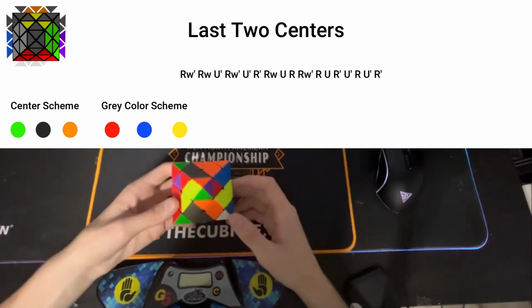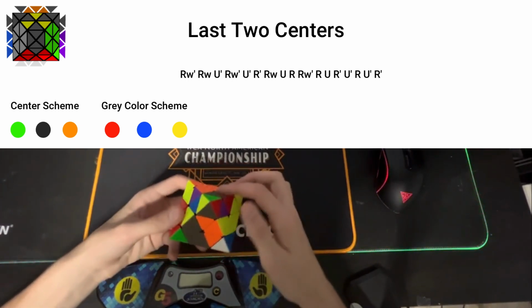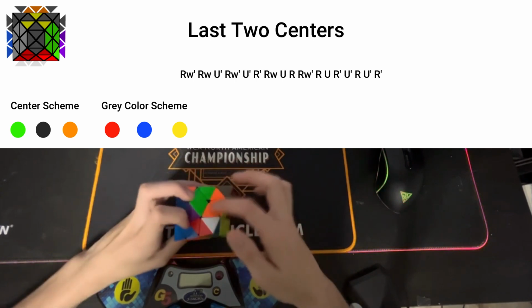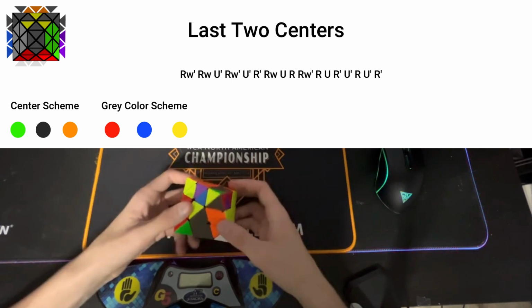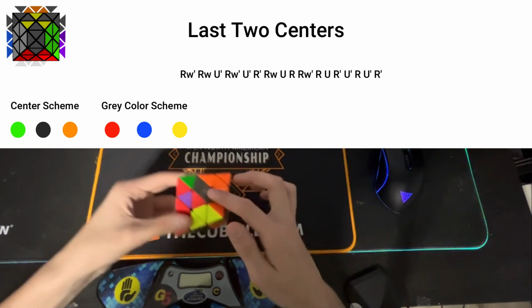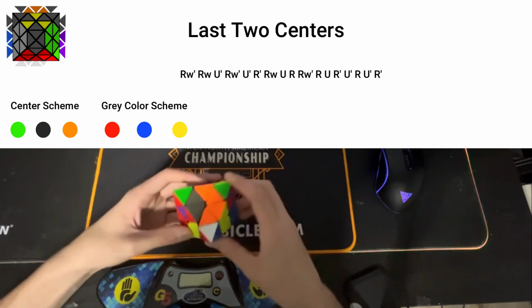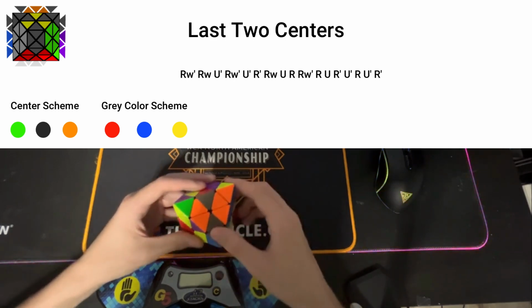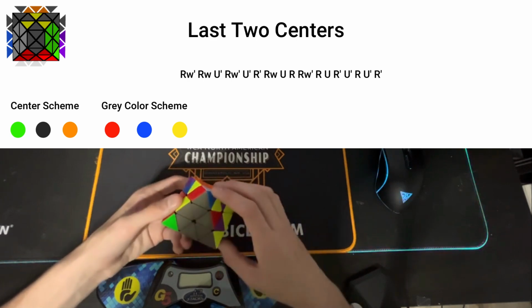Now, the case that's easiest to recognize, in my opinion, is your small trapezoid's already formed, but you can't insert either of them because then it messes up your green center. So what you would do is hold this small trapezoid here, and you would just do R, U, R prime, U prime, R, U, R prime, U prime, R, U prime, R prime.